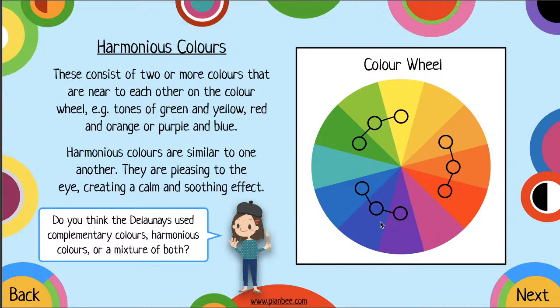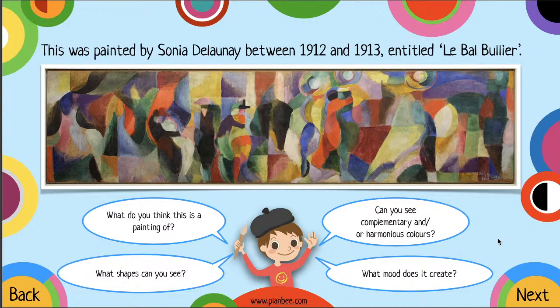Do you think that the Delauneys used complementary colours? That's those opposite, dissimilar colours. Harmonious colours. That's these similar, calm, soothing ones. Or do you think they used a mixture of both? Well, let's have a look.